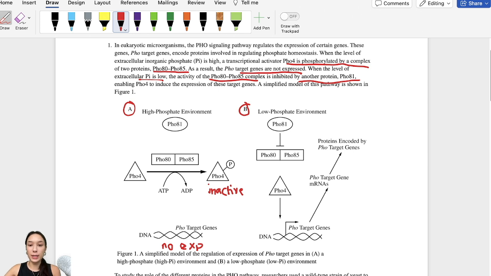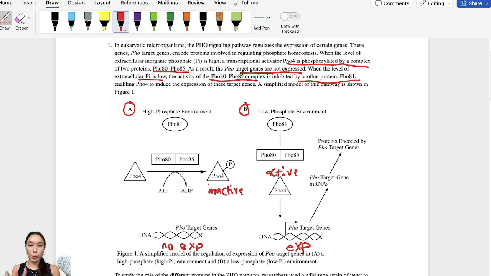As a result, since the phosphorylation makes it inactive, this FO4 is not phosphorylated, so it's actually going to be active now. And then as a result, you're going to start to express your FO target genes. So they're going to be expressed. And then as a result, you're going to get your FO target genes' mRNA, and then eventually the proteins. That's just going to be our pathway.